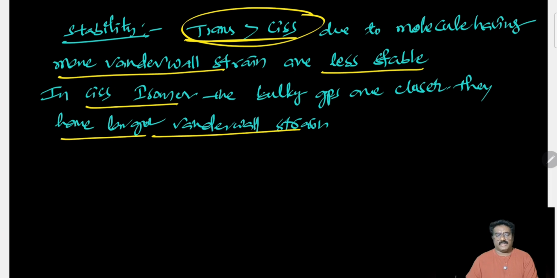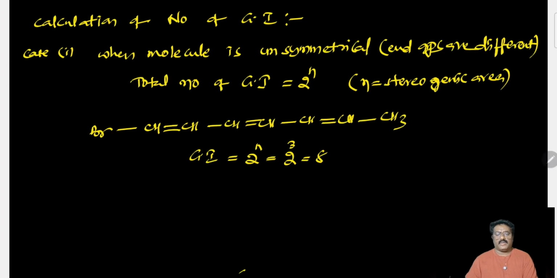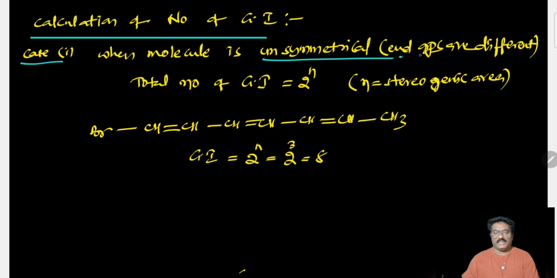Moving on to the calculation of the number of geometrical isomers. How do we calculate it? Case 1: when the molecule is unsymmetrical, the end groups are different. We can calculate the number of geometrical isomers as 2 power n, where n is the number of stereogenic centers.